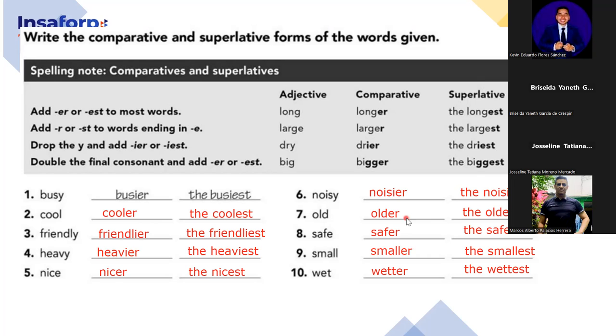Thank you so much. Kevin Eduardo Flores, with number nine, small. Hello, Kevin. Hello, teacher. I'm sorry, teacher, but how is the homework at this moment? Okay, you need to make sentences. One sentence with small, one sentence with the comparative, which is smaller, and one sentence with the superlative, which is this one, the smallest.